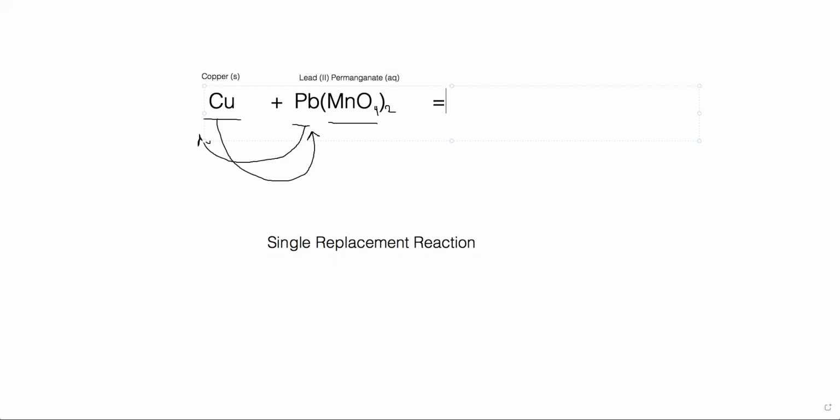So what happens in a single replacement reaction? It's going to be Cu(MnO4)2 plus Pb. So instead of the copper appearing alone, we're going to have the lead appearing alone now. And we're not going to have lead-2 permanganate. Now we're going to have copper-2 permanganate.